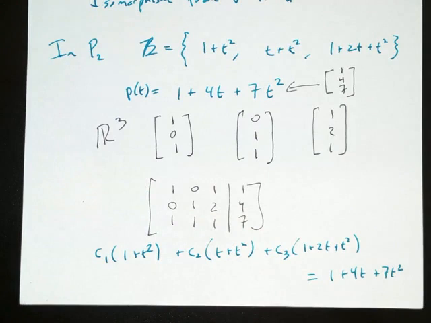I can turn any vector space on the face of the planet, as long as I can find a good basis, into Rn. Which means 99% of the calculations we were doing earlier for Rn apply to any vector space at all.